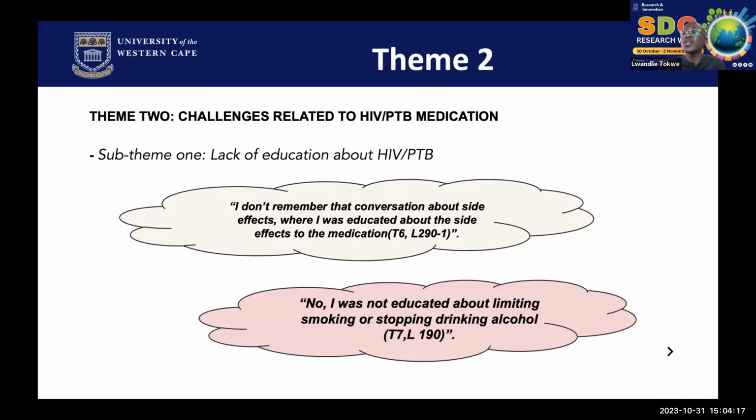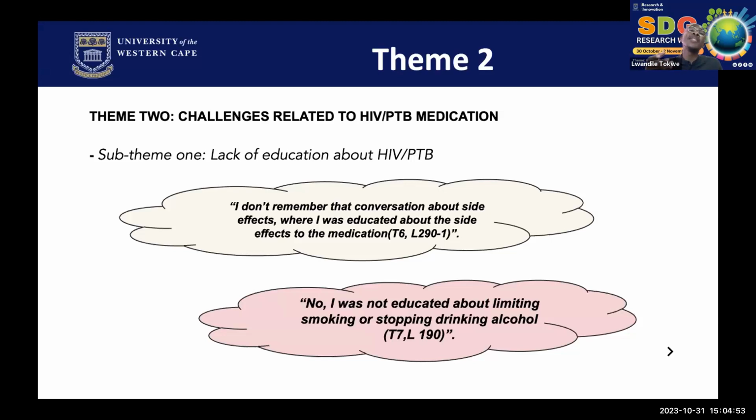And the first subtheme that emerged from this study was the lack of education about HIV and pulmonary TB. Some of these participants verbalized that health education was not provided in terms of what it meant for them to be living with HIV and pulmonary TB co-infection, the side effects that they should anticipate when they are being diagnosed with HIV, together with the routine monitoring that is expected from them now that they are living with HIV and pulmonary TB co-infection.